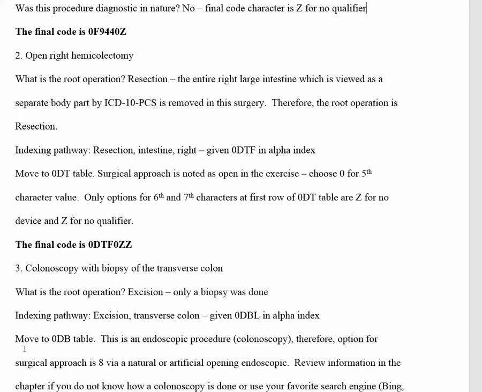You move to the 0DT table. It states here in the clinical information it was open. So that's the surgical approach. We're going to choose 0 for our 5th character value. The only 2 options for the device and the qualifier are Z at that particular row, at that particular table. Your final code for an open right hemicolectomy is 0DTF0ZZ.